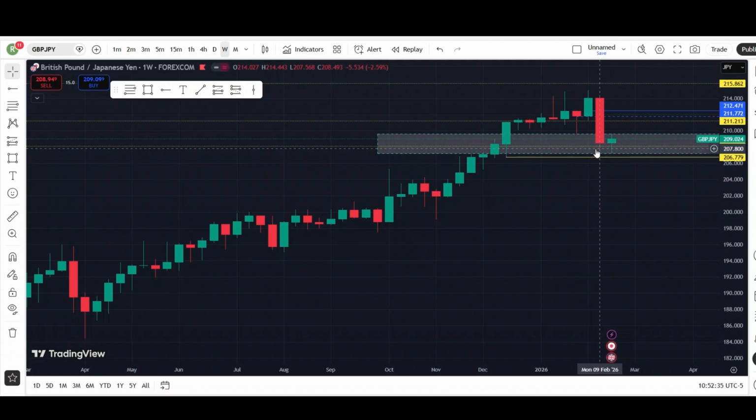Remember this: map liquidity first, but the sequencing determines the delivery for the week.